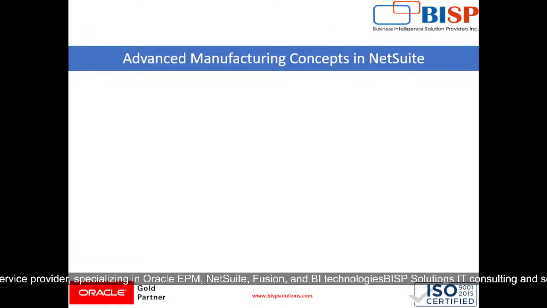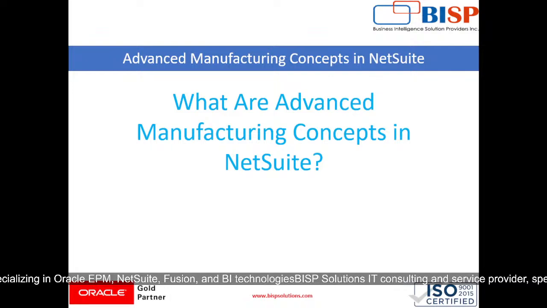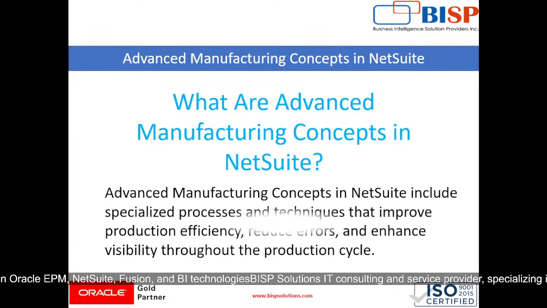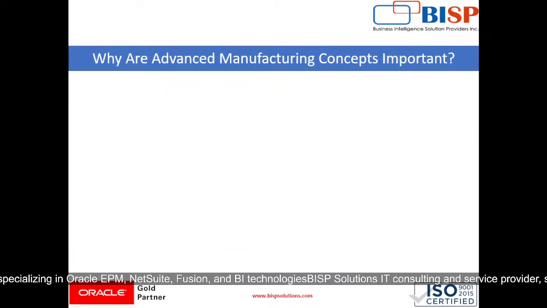Then comes advanced manufacturing concepts in NetSuite. What are advanced manufacturing concepts in NetSuite? They include specialized processes and techniques that improve production efficiency, reduce errors, and enhance visibility throughout the production cycle. These concepts allow manufacturers to handle complex production workflows, track real-time progress, and ensure seamless integration between work orders, routing, inventory, and costing.